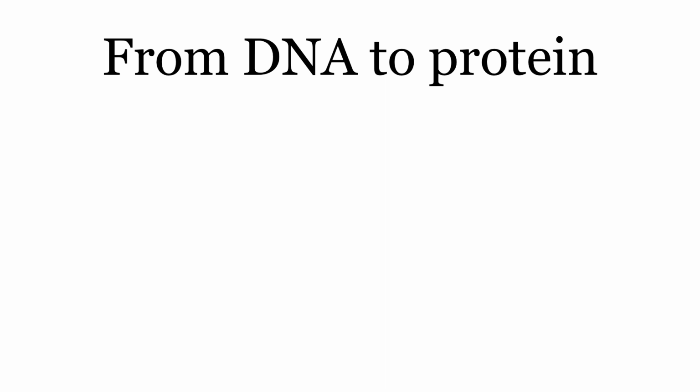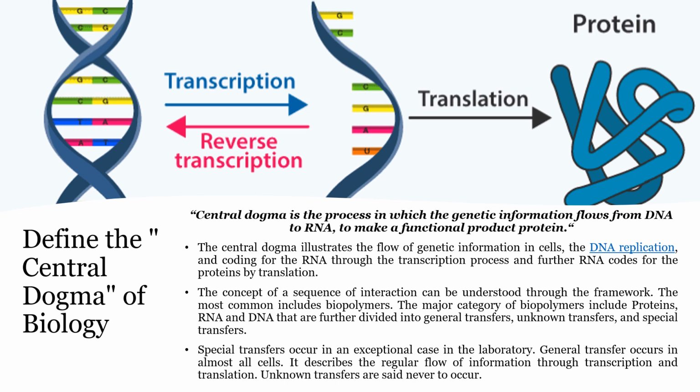Then we move on from DNA to protein. This is your next unit. Defining central dogma of biology. Central dogma is the process in which genetic information flows from DNA to RNA to make a functional product, protein. The central dogma illustrates the flow of genetic information in the cell: DNA replication and coding for RNA through the transcription process, and further RNA codes for protein by translation.